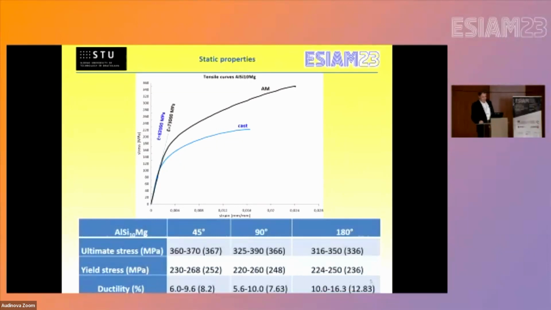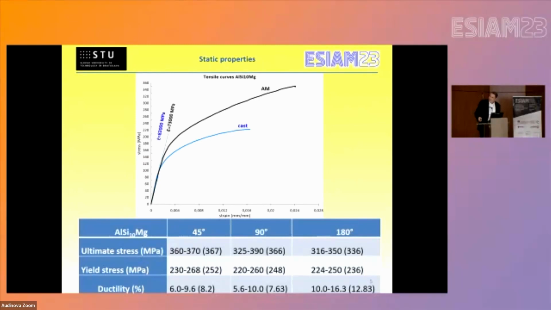First part, comparison in static properties. This is the tensile diagram between the casting alloy and the additive manufactured alloy. For me, this is relatively surprising, but it is relatively common in this type of technology. The additive manufactured curve is over the conventional casting. It is necessary to mention that both these materials are in the as-built state, without heat treatment.